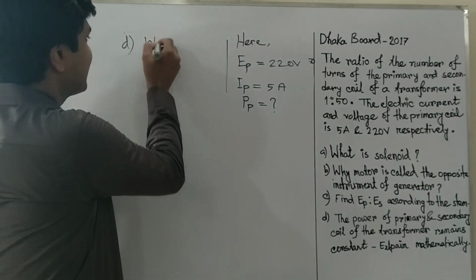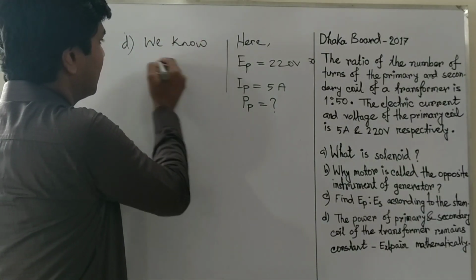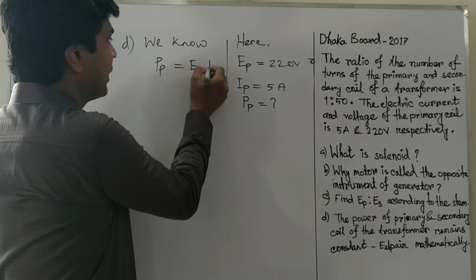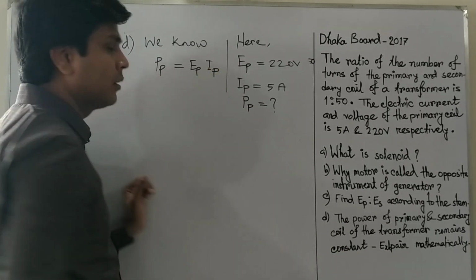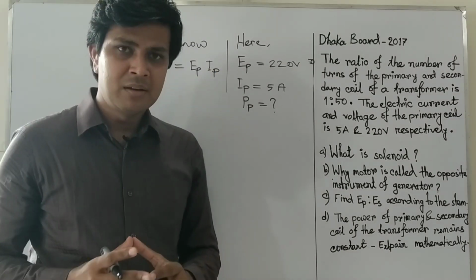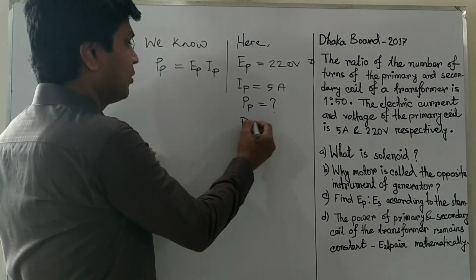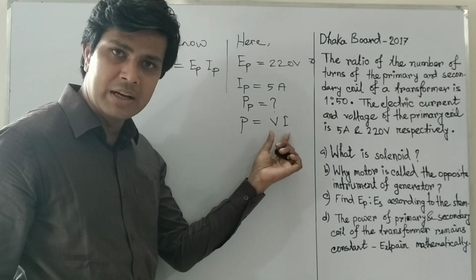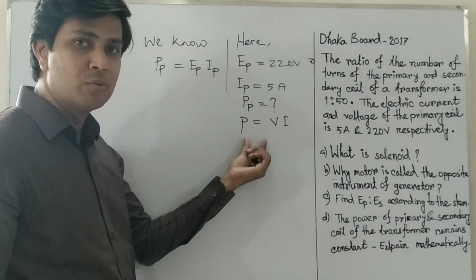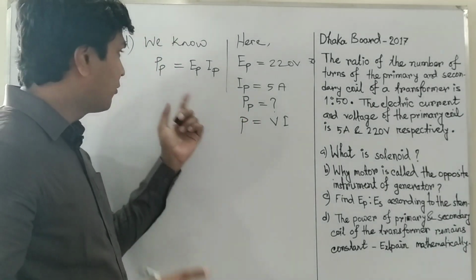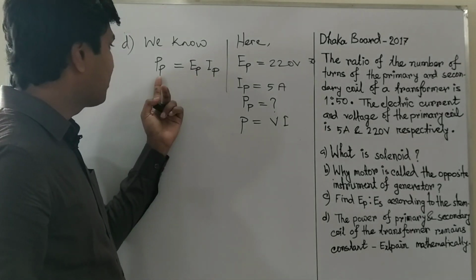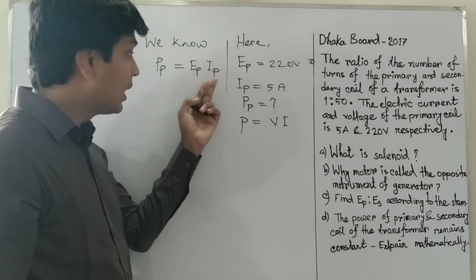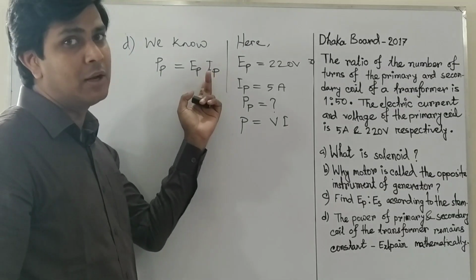The formula is PP equals EP into IP. In our chapter 11, we know the formula of power is P equal to VI. Here V is the voltage, I is the current. When we apply that formula to the primary coil, the power of the primary coil is the voltage of the primary coil, that is EP, times the current of the primary coil, that is IP.